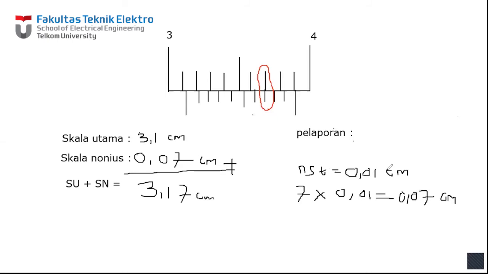Thereby, we have to write down the report like this: 3.17 plus minus 0.005, right? And don't forget to write down the unit, which is centimeter, on the outside.